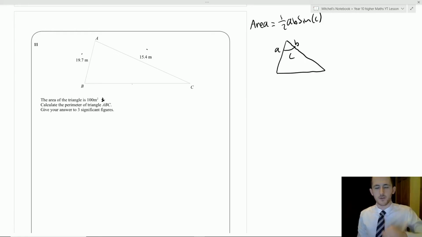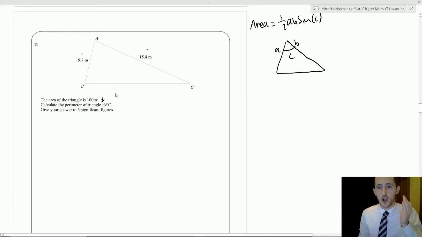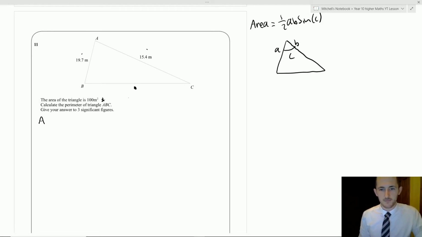So I'm going to work backwards. What do I need for the perimeter? I need this side here. Okay, so how can I work out the side? Do I have enough information? Well, I have 2 sides and nothing else. I don't have enough information. Okay, so how can I get more information? Well, I'm going to use the only other piece of information they've given me. There you go. Okay. So the area is a half AB sine C.